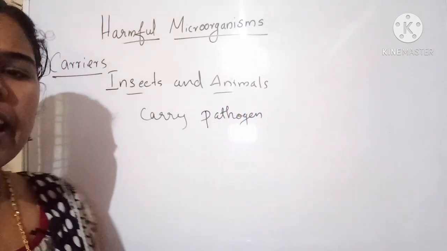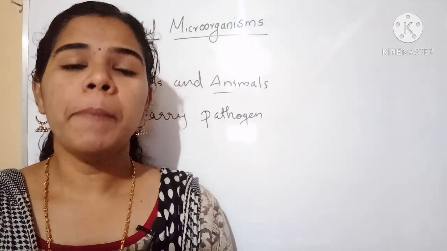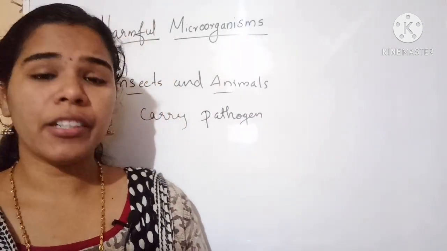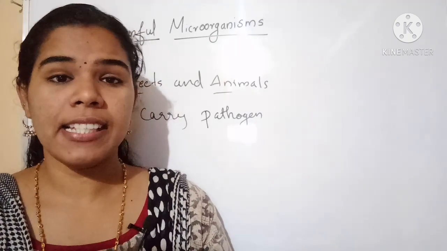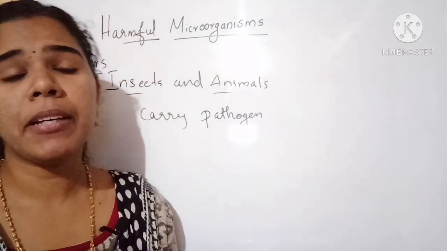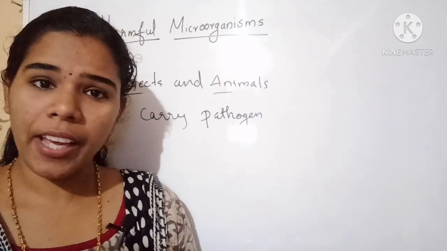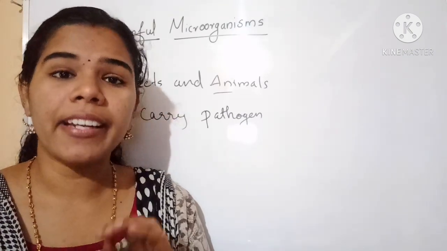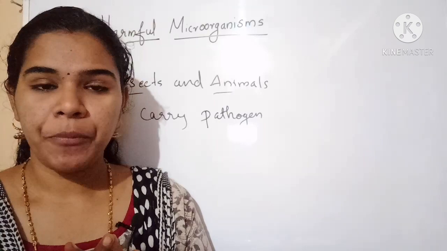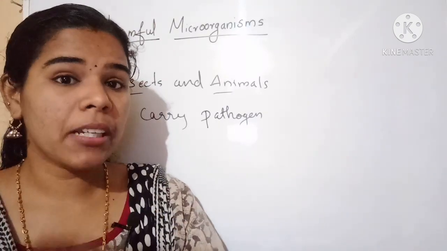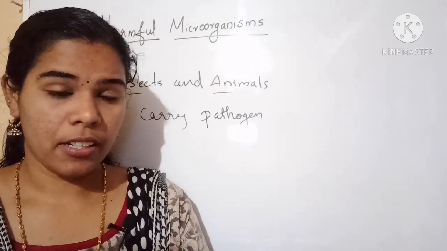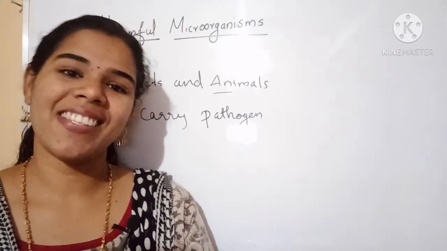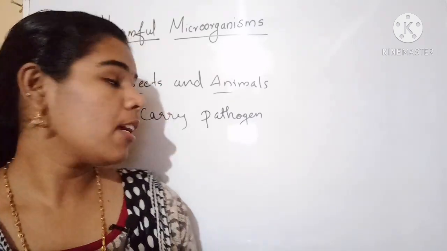So what happened? They carry the pathogen, but this pathogen did not cause any disease in that particular animal or insect. Okay, they only act as a carrier because their body contains that pathogen. Okay, so it will be transmitted to a healthy person.